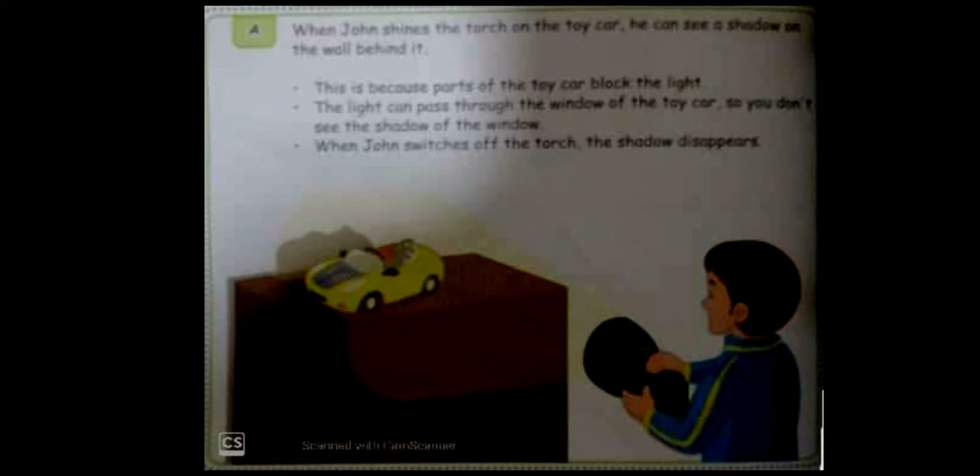When John switches off the torch, the shadow disappears. So, when there is no light, there is no shadow. Let's see. John wanted to experiment with shadows.